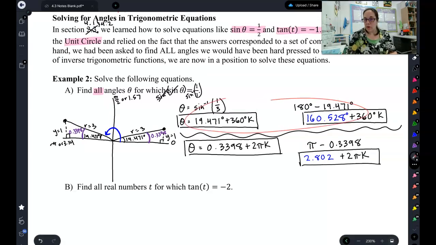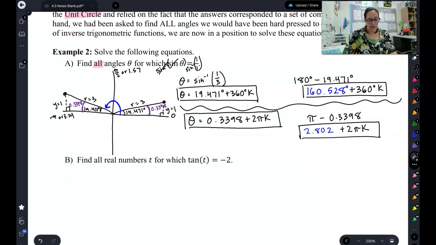Here's your degree mode answers. Here's your radian mode answers. For the rest of the problems on this page, which we'll do in the next video, I want you to stay in radian mode. So that's it for this video. Join me in the next video. We'll do some more examples in radian mode for solving these kinds of equations.